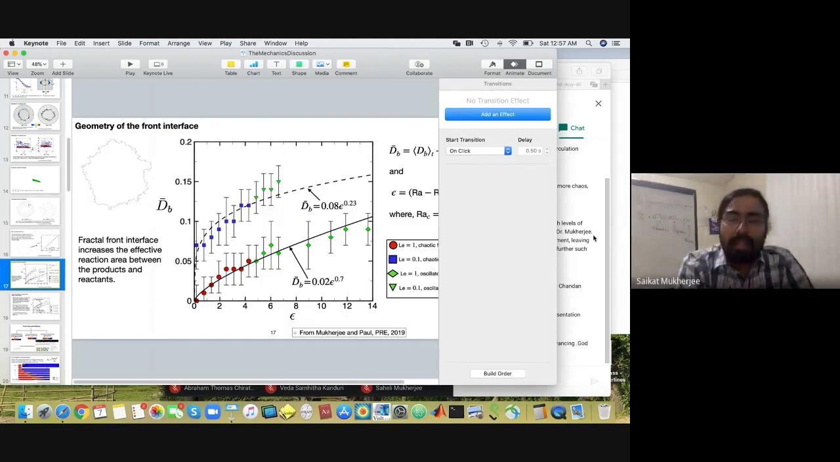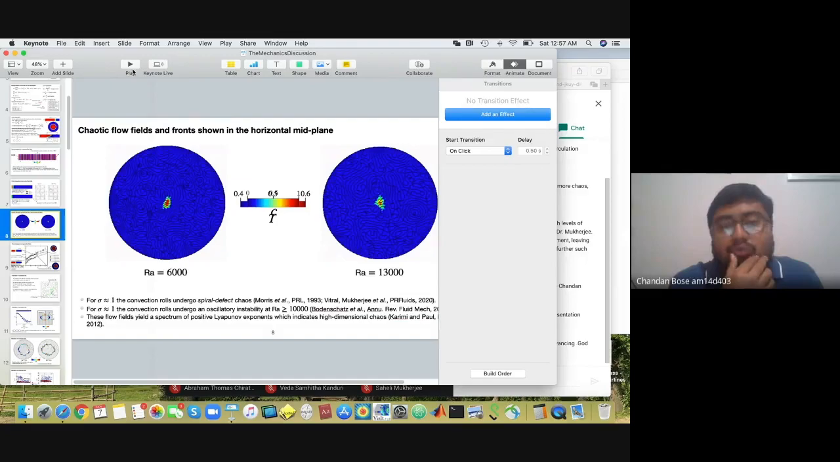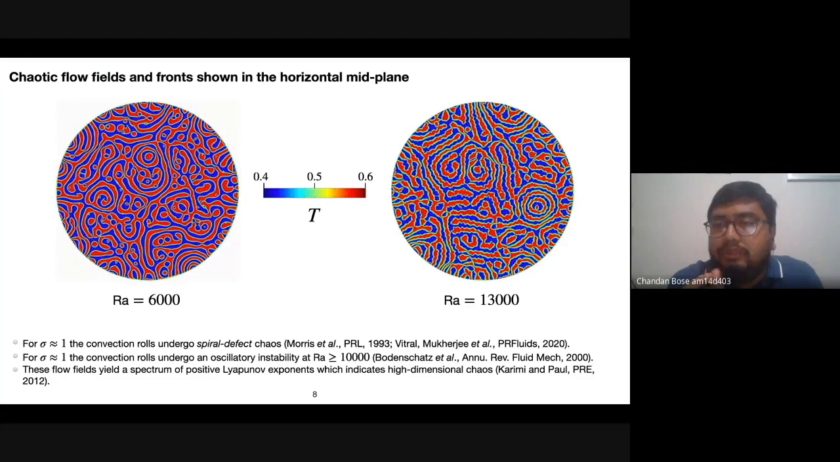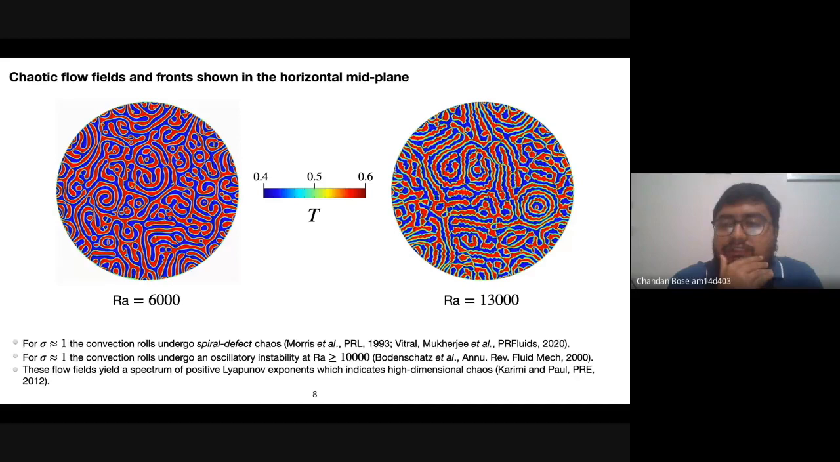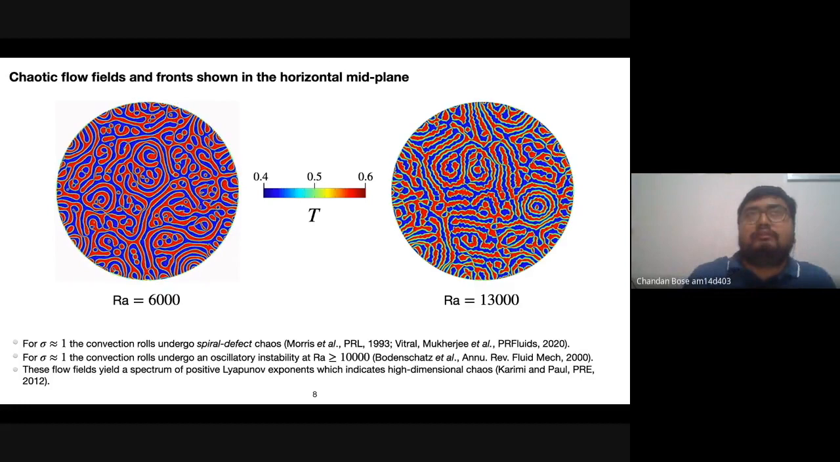Another interesting thing I was wondering about is this spatial defect here, spiral defect chaos. What is the degree of chaos here? Can you mention the value of the Lyapunov coefficient? Is it a weak level or a high level? So the value of the Lyapunov exponent: you actually get a spectrum of values, and it's not just one value. Yes, I'm talking about the largest Lyapunov exponent. Okay, the maximum one.